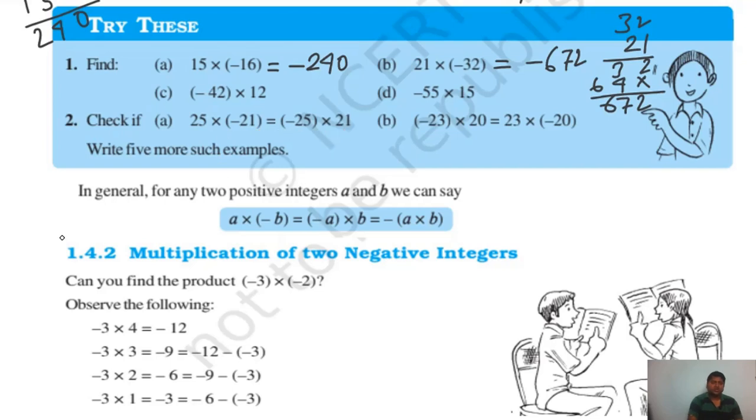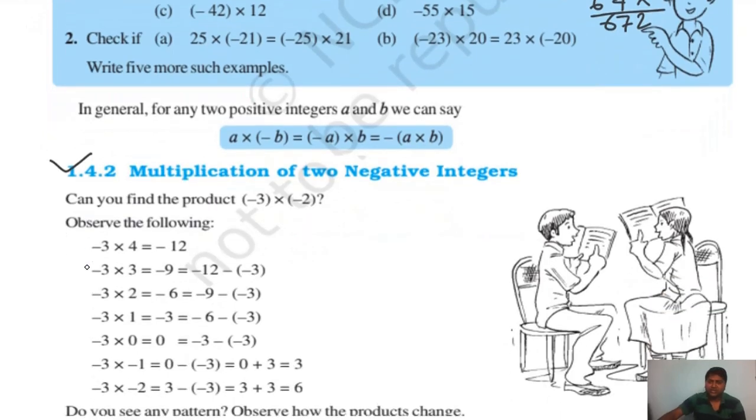Okay, so now multiplication of two negative numbers. When we multiply one positive and one negative number, we get this form.